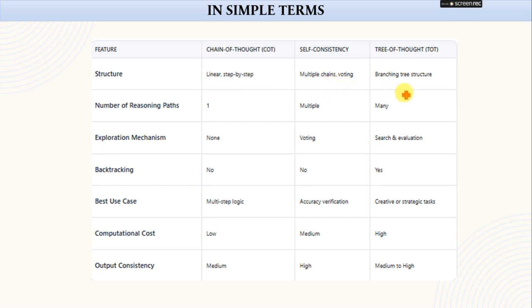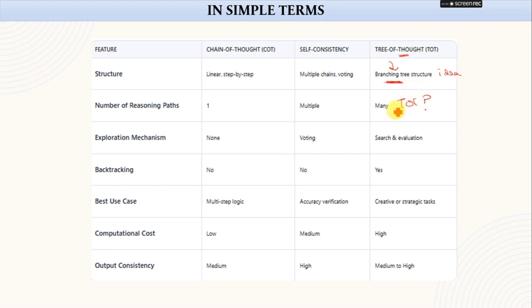Hence, a more robust prompt engineering technique is proposed, that is tree of thought prompting, where we are going to explore multiple paths like branches in a tree. So what is tree of thought prompting? Tree of thought prompting is a prompt engineering technique that allows the model to explore a branching structure of thoughts like a tree. Each node represents a potential idea or partial solution, and the model evaluates and selects the best path forward. So this goes beyond linear thinking like COT and introduces a search-like mechanism over possible reasoning paths.